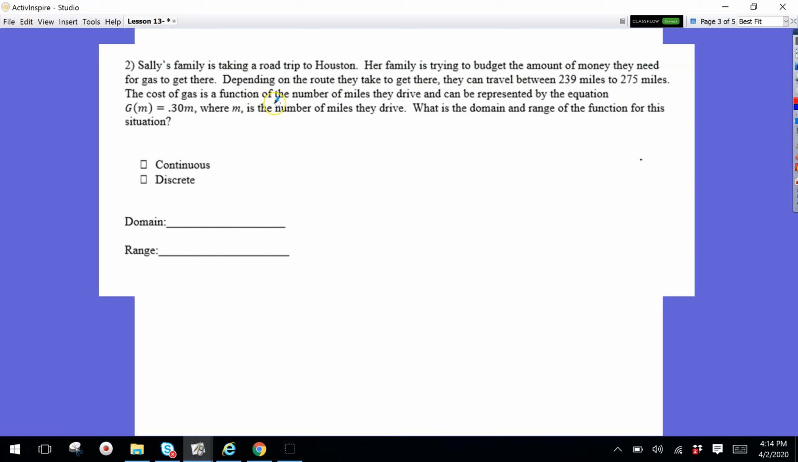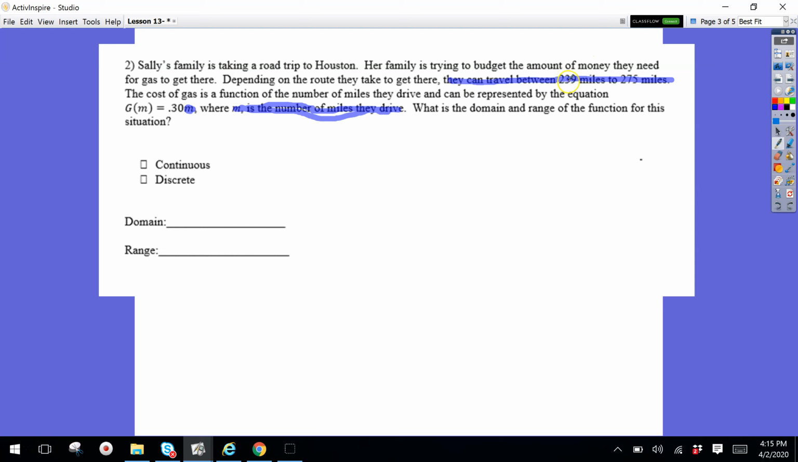The cost of gas is a function of the number of miles they drive and can be represented by the equation G of M equals 0.30 m, where m is the number of miles they drive. So again, we're trying to figure out what our input variable here is. Our input variable is obviously m, and m means the number of miles. So we're going to look here if we have any information about how many miles they can drive. Well, right here on the top, they say they can drive between 239 miles to 275. So great, I have my domain.